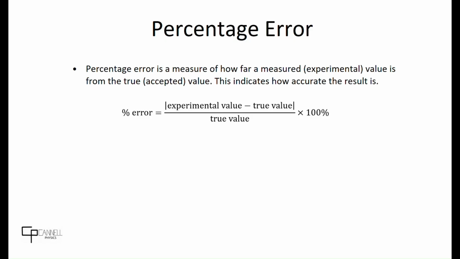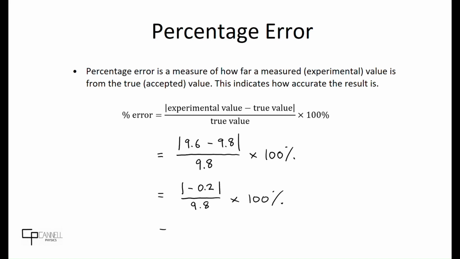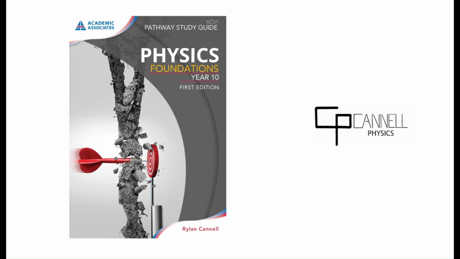And let's just use the value we got from before with the linearizing and the gradient. And if we recall, we got a value of 9.6, and we know the true or accepted value is 9.8. So let's just substitute this in to see what our percentage error is. And this ultimately gives us 20.4%.